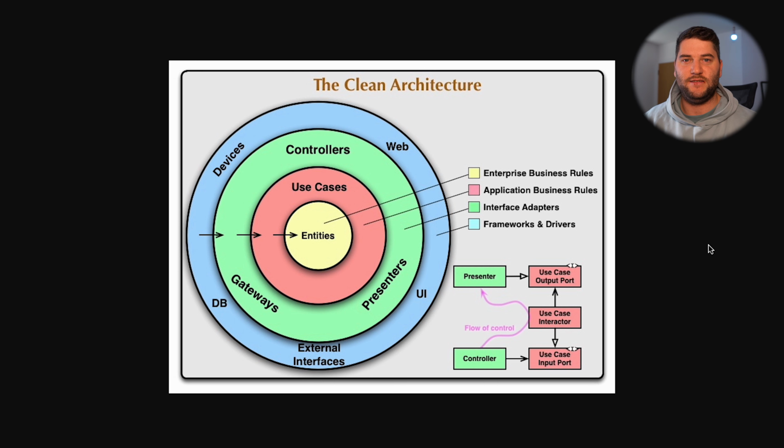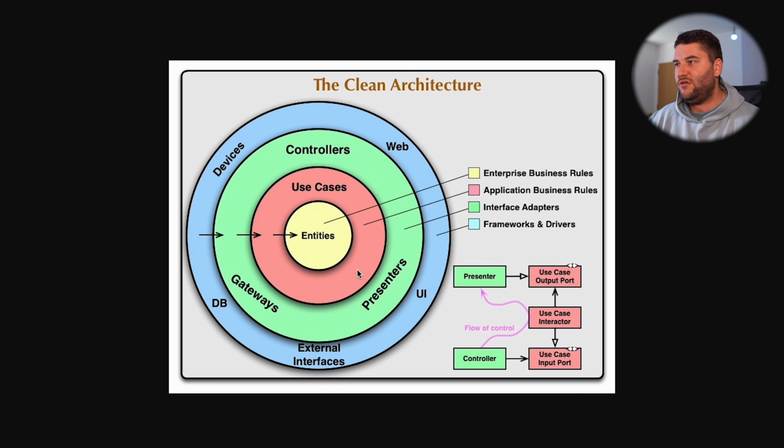Now, if you are looking into clean architecture, you've probably come across something like this, which is an illustration of how clean architecture works. Let's go over this illustration and quickly point out a few things to understand what clean architecture is and what it tries to achieve. This is called the onion architecture. There are other names for it as well, but we're going to call it clean architecture.